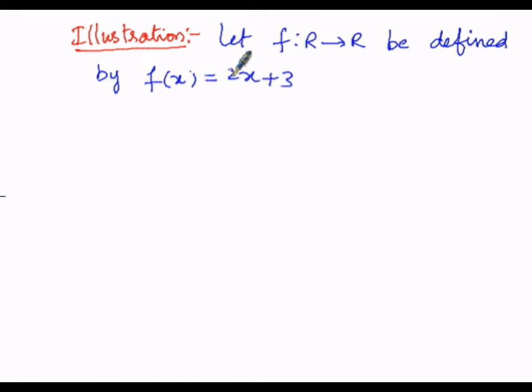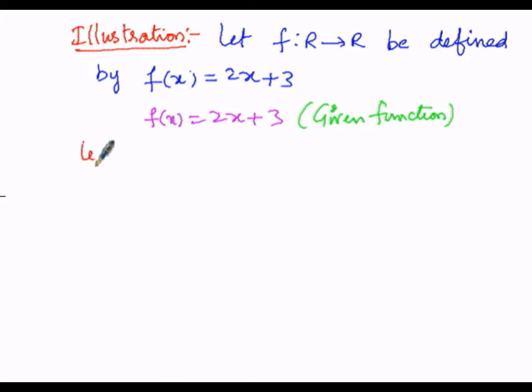So here we have to prove f of a, that is the image of a, must be equal to b. Here the given function is f of x is equal to 2x plus 3. But here we are going to assume, so here let f of x be y. So we are going to assume the given function f of x as y.